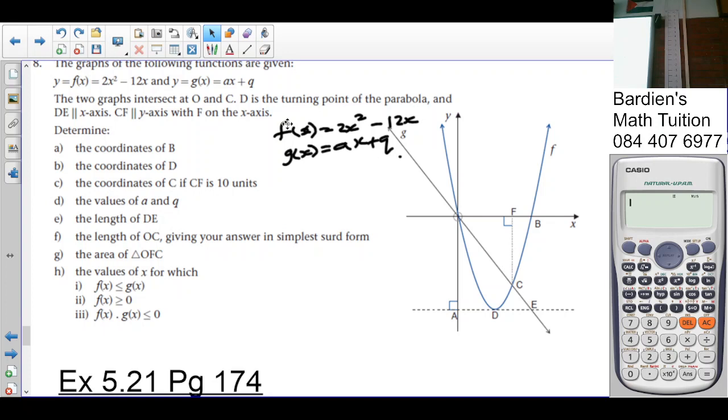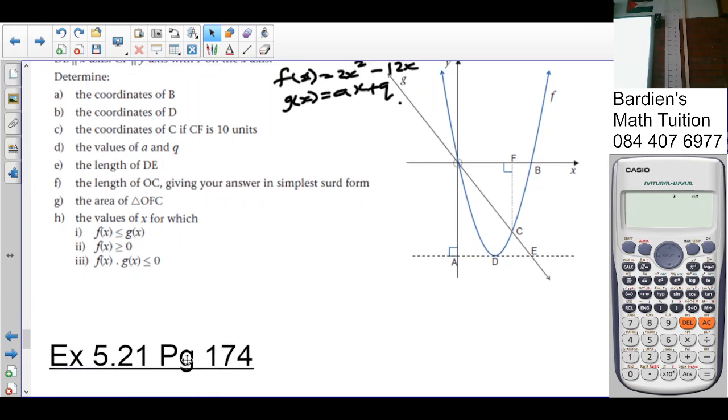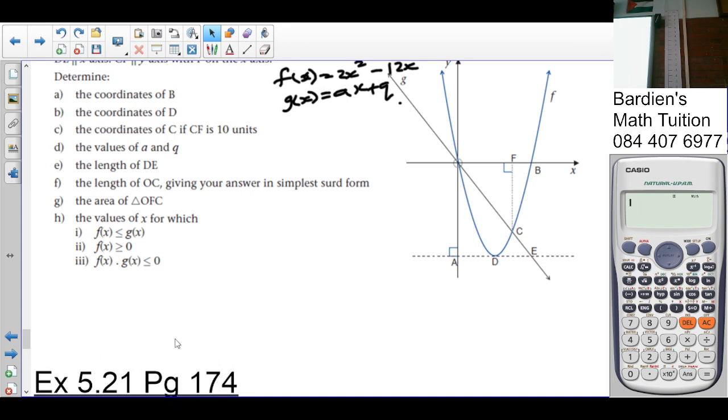DE is parallel to your x-axis, or perpendicular to y, the same thing. And CD is parallel to your y-axis or perpendicular to your x-axis, with F on the x-axis, which is there. The question says, determine the coordinates of B.